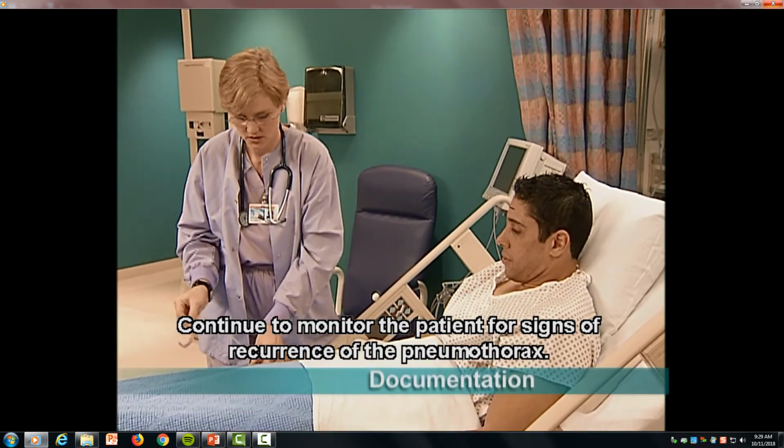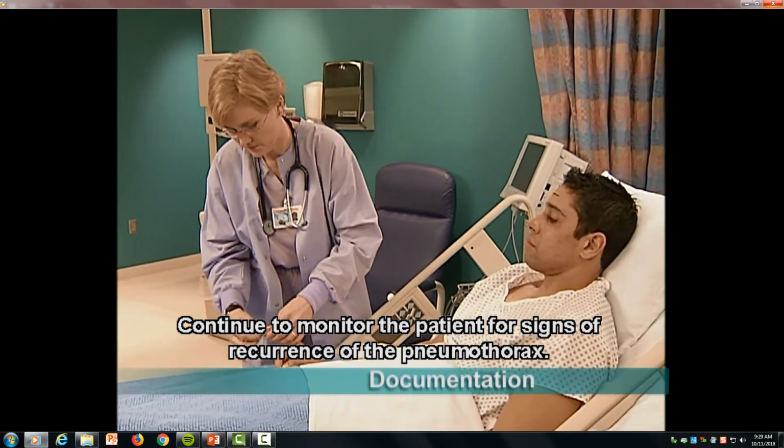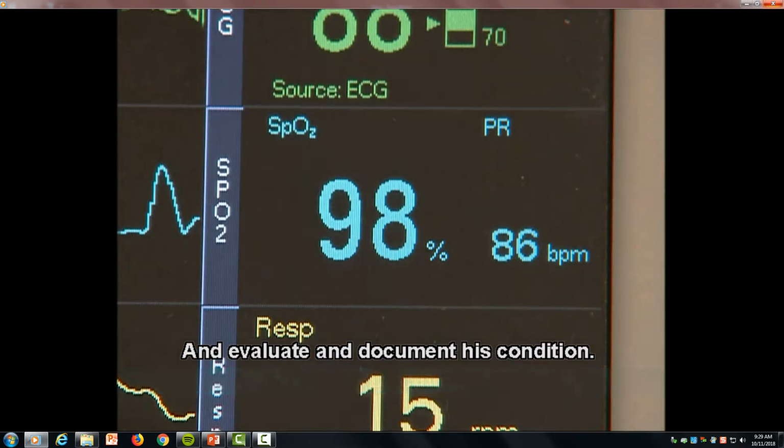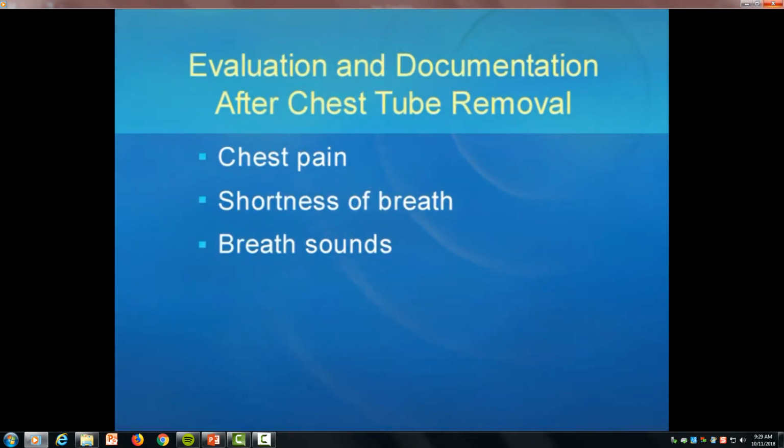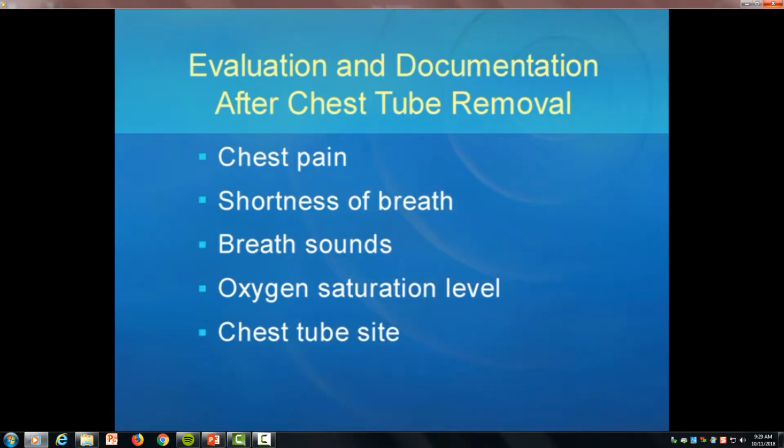Continue to monitor the patient for signs of recurrence of the pneumothorax and evaluate and document his condition. Be sure to ask about chest pain and shortness of breath. Auscultate his breath sounds at least every 4 hours to check for diminished sounds. Monitor his oxygen saturation level to detect hypoxemia. Assess the chest tube site for signs of infection, and monitor chest x-rays for recurrent pneumothorax.